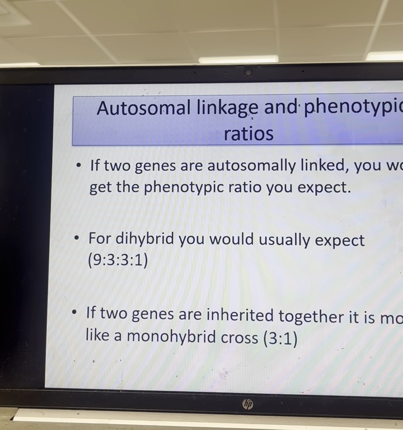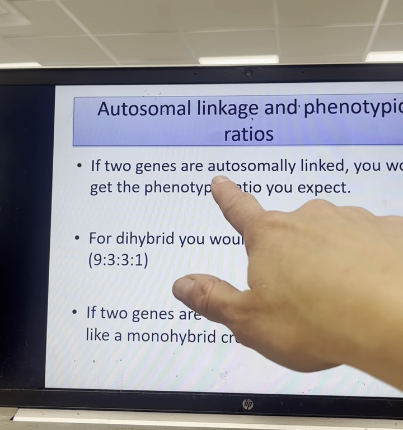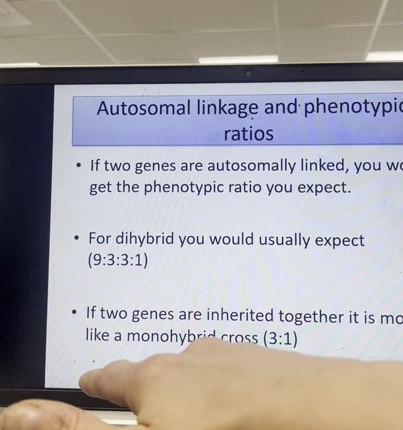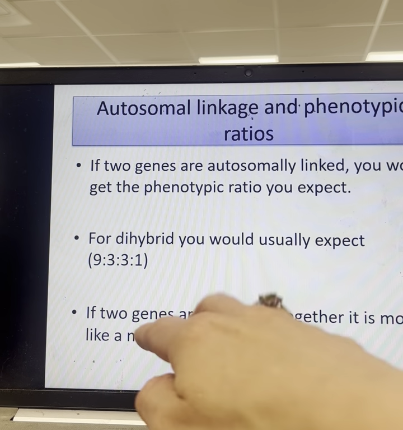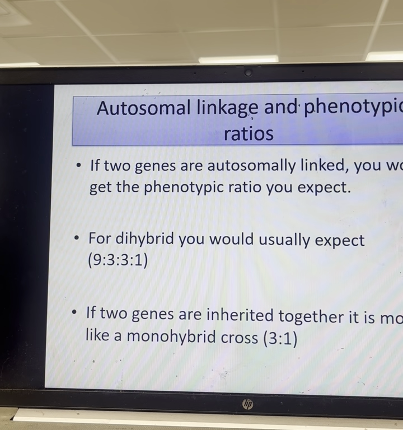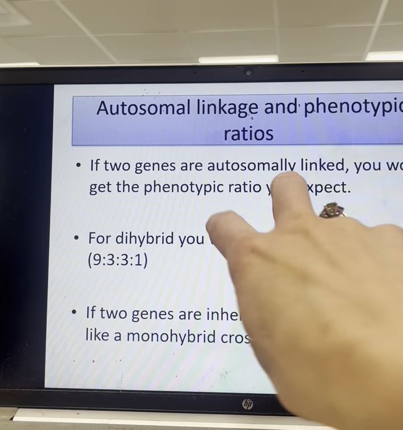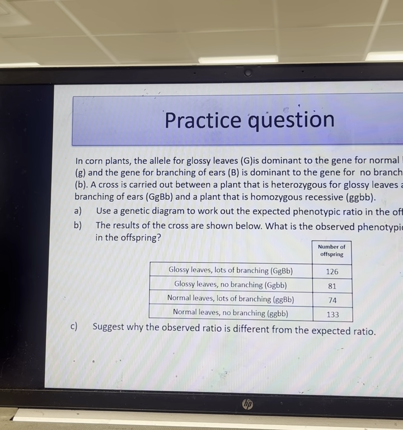Okay, if genes are autosomally linked, aka pairs 1 to 22, you won't get the phenotypic ratio that you expect. For dihybrid, you would usually expect a 9 to 3 to 3 to 1 ratio. If dihybrid, again, remember we're looking at 2 alleles, or genes. I can't remember what I'm saying. It's been a very long week already. If 2 genes are inherited together, it's more likely that you get a monohybrid cross result. So again, this is like your eye colour and hair colour coming together. Dihybrid, if you've got different genes and they're not closely linked or not closely related.